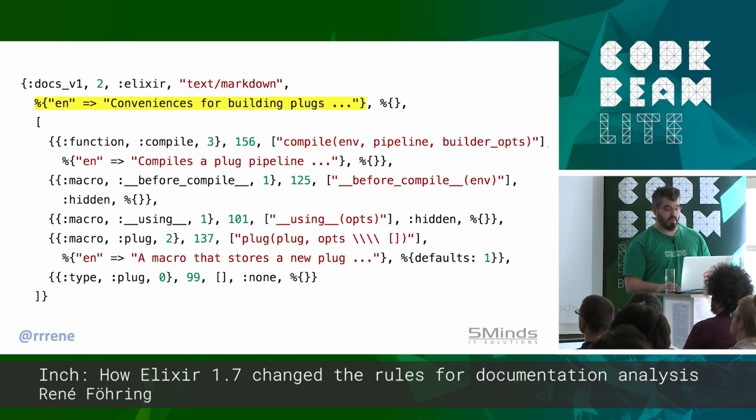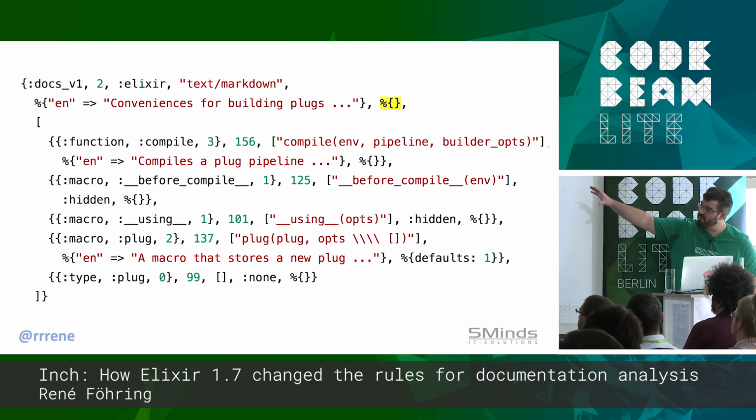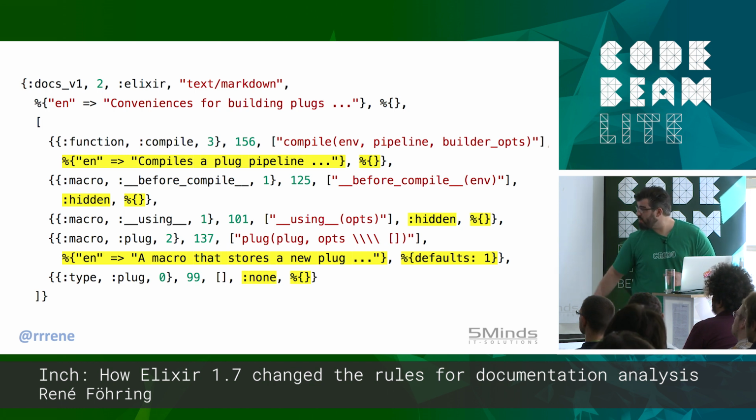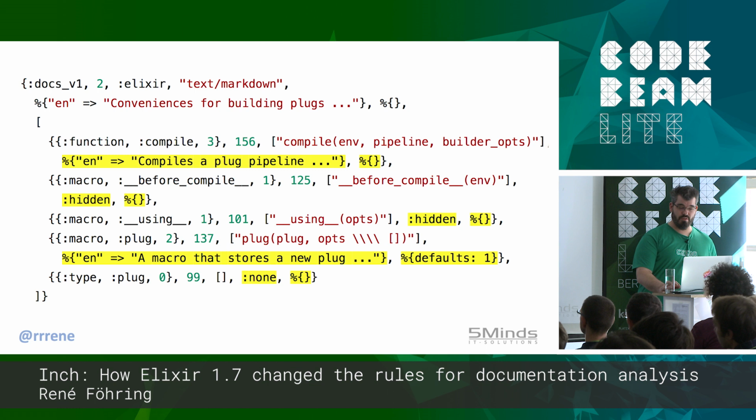Next comes our module doc, and as you can see, this is now a map of localized strings, and we'll see in a minute how they work, as well as a map containing metadata, which I will also describe in a second. The last element of this tuple is a list, and this contains all the children of the module. Here we have our public function, our macro, and our type information. And for all of those, we have a map of localized doc strings, which can also be atoms, as you see here. Let's see how these are filled.